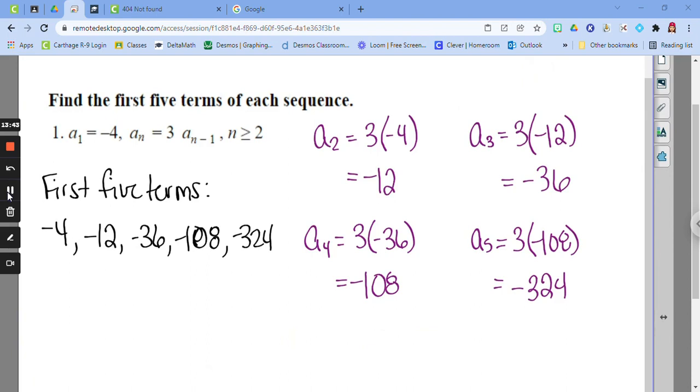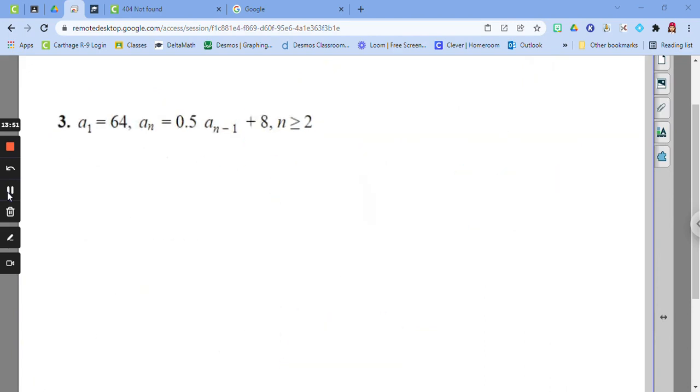So recursive, not necessarily the easiest to use. All right, see what you can do with this one. Find the first 5. They gave you the first term. That's going to go here to find the second. So your second term, 0.5 times the previous plus 8. And then you'll keep doing that to find the next 4. 0.5 times the previous plus 8.